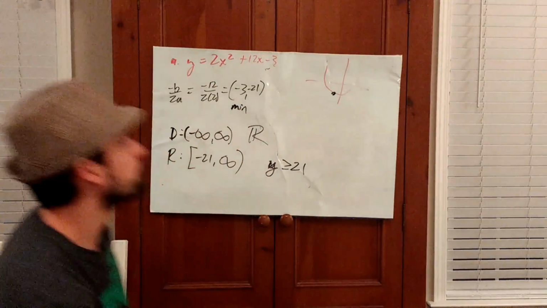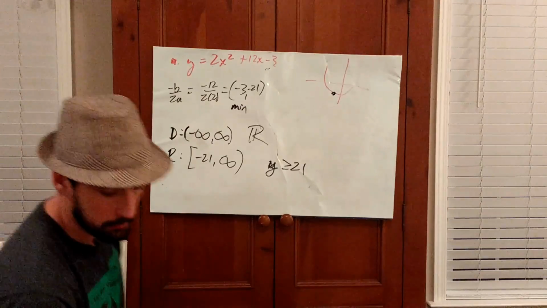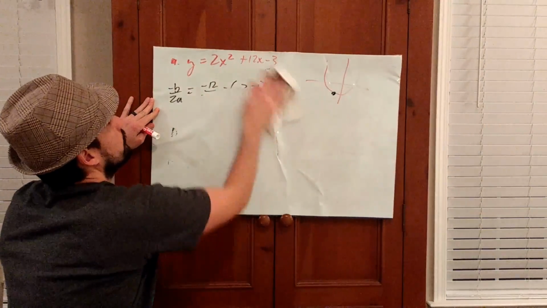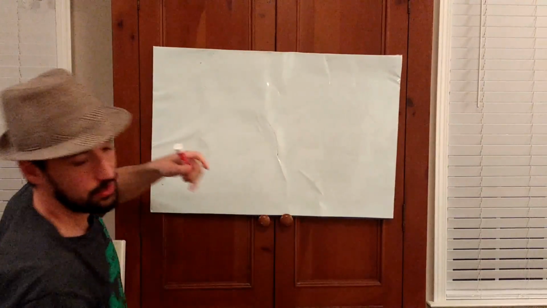Folks, sorry about that. So our range ended up being y is greater than or equal to 21 for this problem. We're going to do a similar task for the next one, finding the domain and range of an absolute value function. I'll go ahead and give you the gist here.